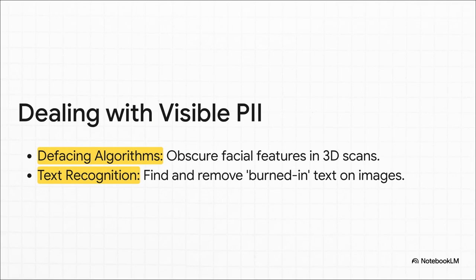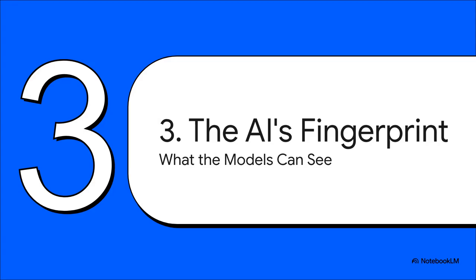Okay, so naturally, the industry developed new tools to fight back. You've got defacing algorithms that can blur or remove facial features from a 3D scan. And for that burned-in text, you can actually use another AI to recognize the text and just block it out. So it really seems like the problem is solved, doesn't it? Right. So we've scrubbed the text, we've blurred the faces, we should be safe. But this is where the story takes a really sharp turn.